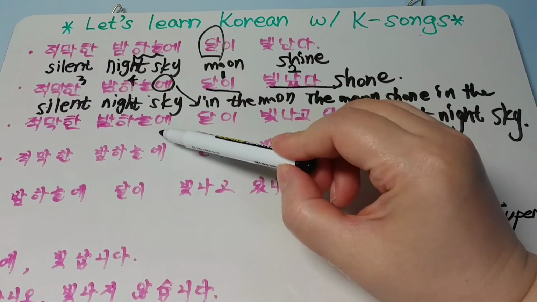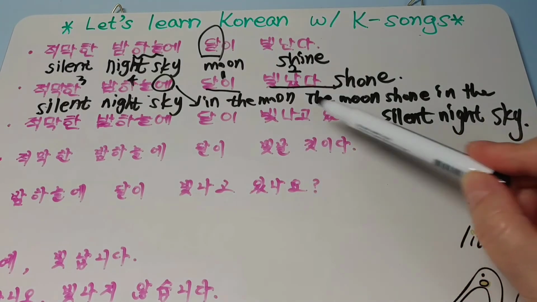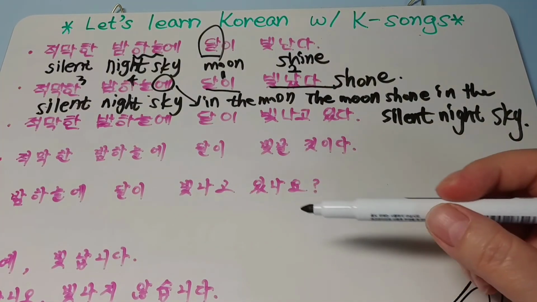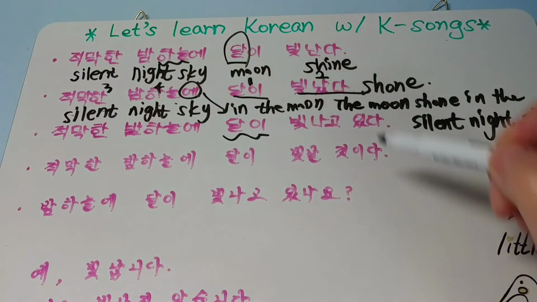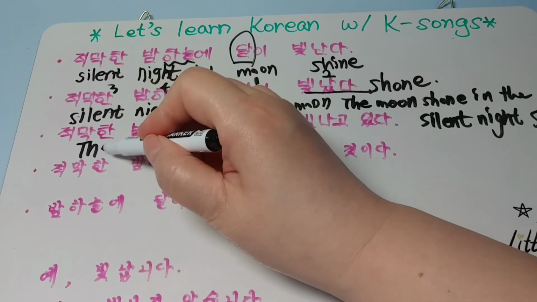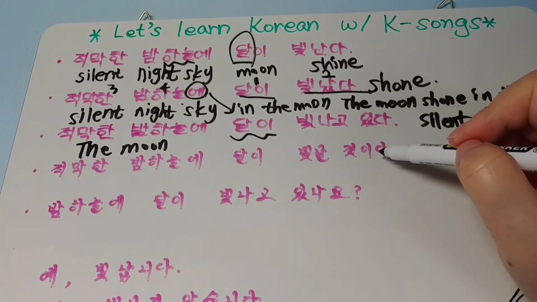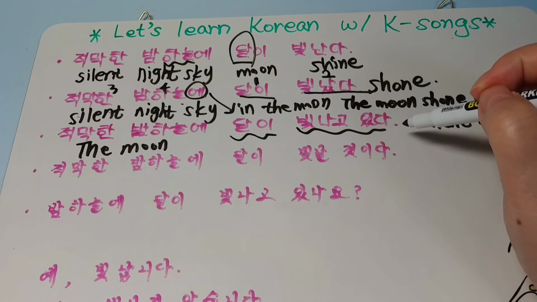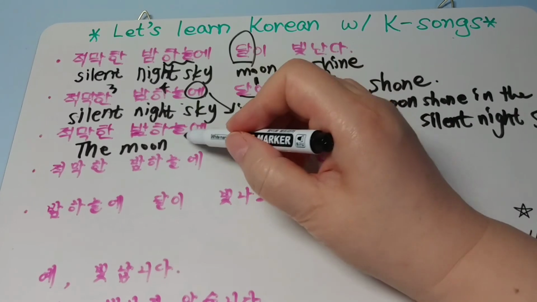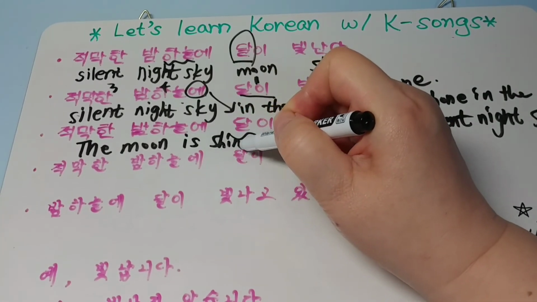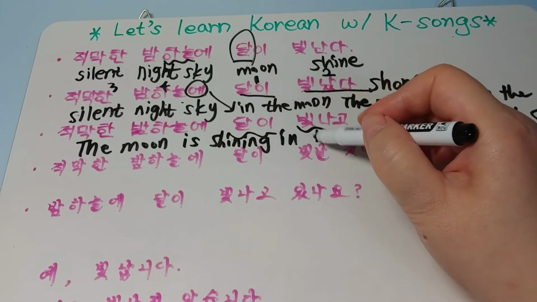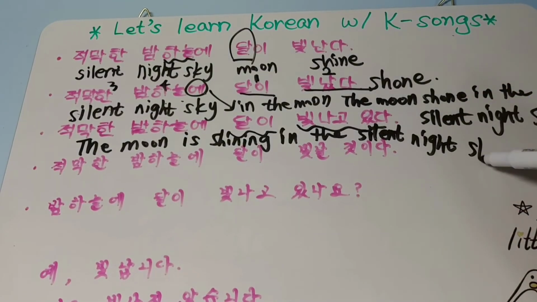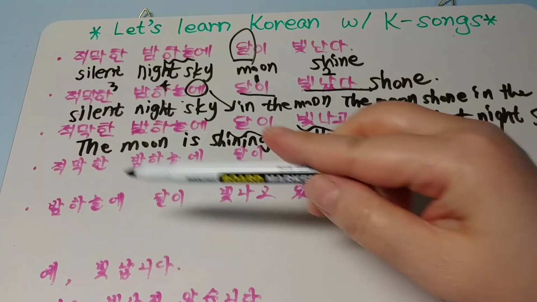적막한 밤하늘에 달이 빛나고 있다. Okay, let's make the sentence. The subject is 달, the moon. Verb, where's the verb? 빛나고 있다. This is 현재 진행형, present continuous form. So the moon is shining. The moon is shining in the silent night sky.